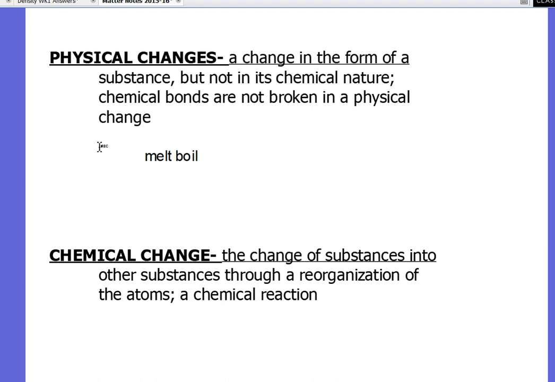Chemical changes, again, just like before, there's a reaction occurring and you have a new substance afterwards. Let's play a game here and try to guess what it is. So let me pause as I think of some examples and type them up here.